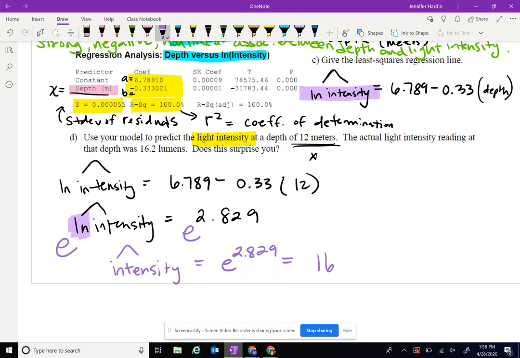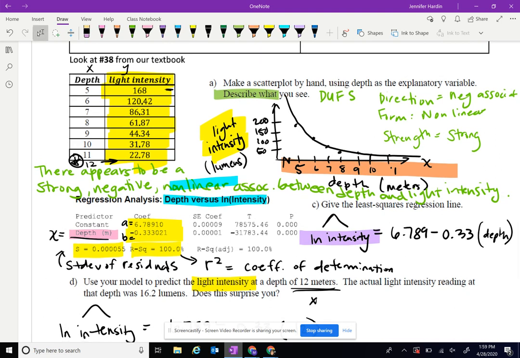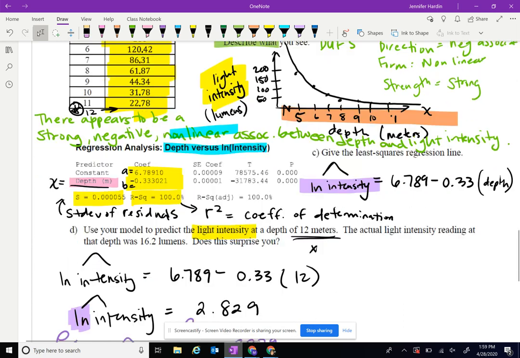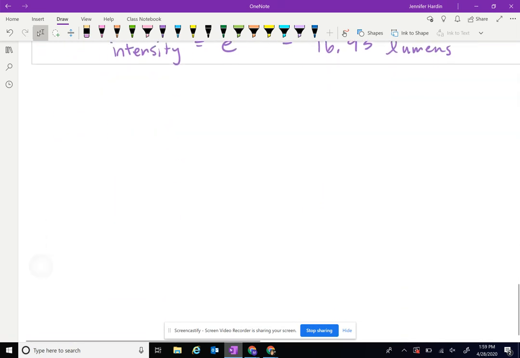So second ln 2.829. Yeah, 16.93. And then I have lumens. Okay. So if you didn't round, you'll get something slightly different, but that's okay. Make sure that it looks appropriate for your graph. If I plug in 12, does it make sense on the original scatter plot? I think it does. So about 16 point whatever lumens.